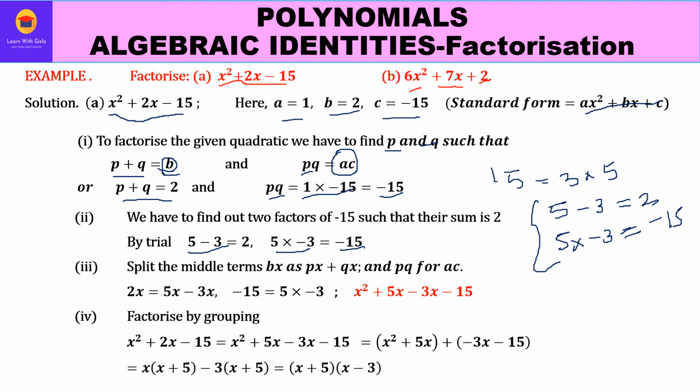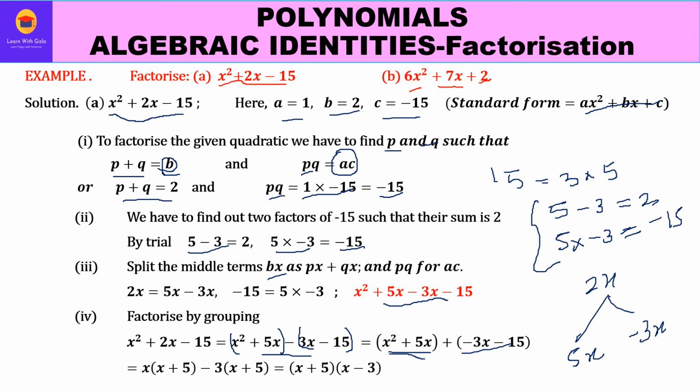Now split bx, the middle term. What is bx? That is 2x. So this 2x we will split into two terms: 5x − 3x. We are splitting it over here. Now, after splitting, as I told you, you have to group them and then take the commons. So we take the pairs x² + 5x and −3x − 15, with the plus sign taken outside, so −3x and −15.